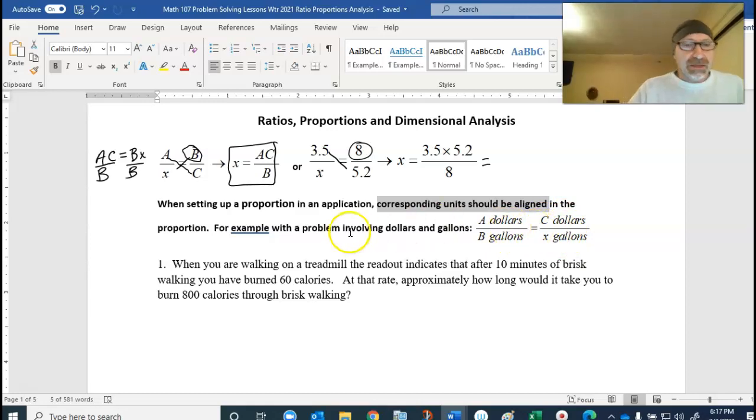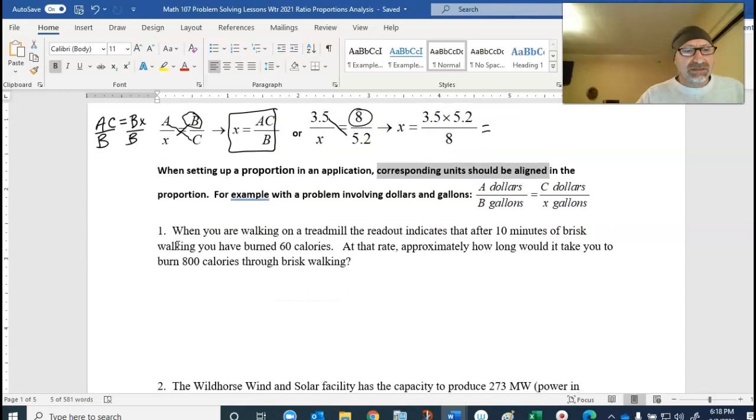Now, when we do dimensional analysis, that's different than a proportion. So we won't align those on dimensional analysis. We'll actually have like units diagonal to one another. So it's a real distinction you want to pay attention to in these types of problems, knowing the difference between a proportion and when you're using ratios in dimensional analysis. And we'll get to that.